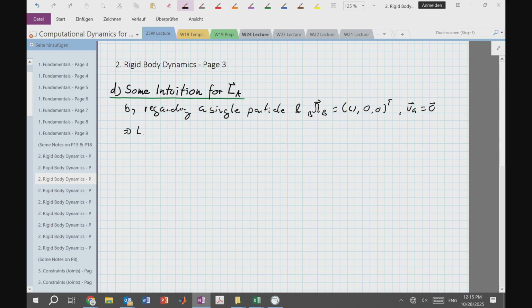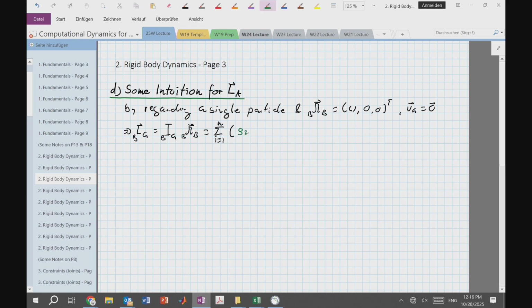In this case, my angular momentum about G would be the product, in some b coordinates, of my inertia matrix with this vector omega b. And that would simply give me the first column of the inertia matrix, because I multiply with omega, 0, 0. So I get the first column of the inertia matrix scaled with small omega. And that would then basically be the sum over all n.